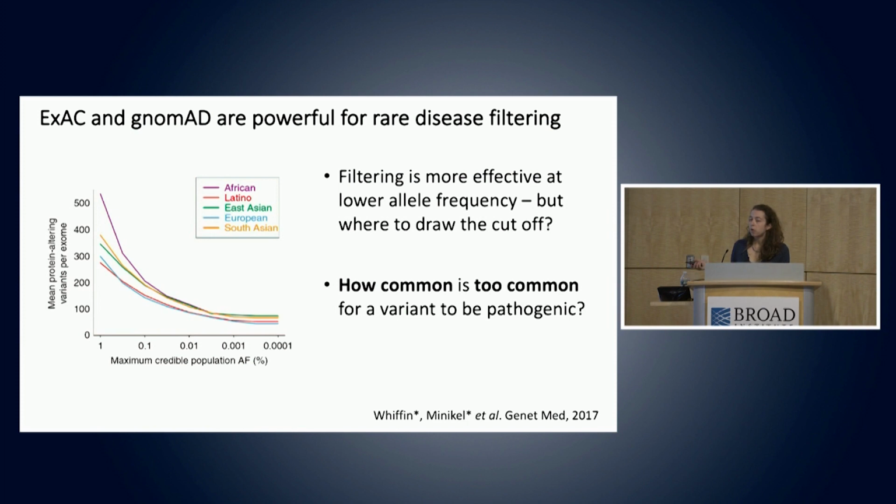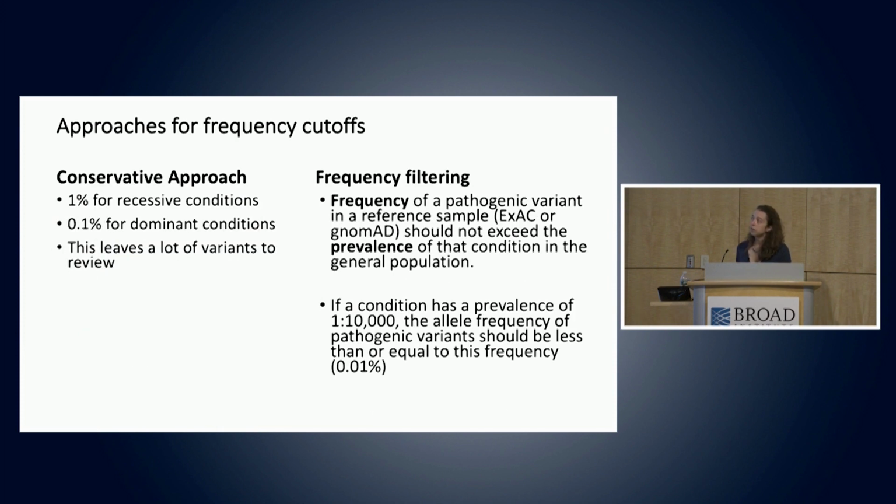So the question is really, how common is too common for a variant to be causing disease? And that question really depends on how common your disease is. For a disease that's seen more frequently in the population, you need to be thinking about higher allele frequencies than for something that's very rare in the population. In the workshop, we'll often use about 1% for recessive conditions and 0.1% for dominant conditions. But if you know something about the disease architecture, you can go lower than that.